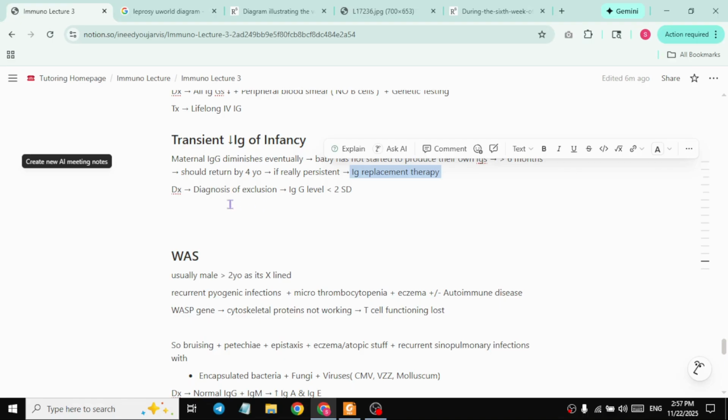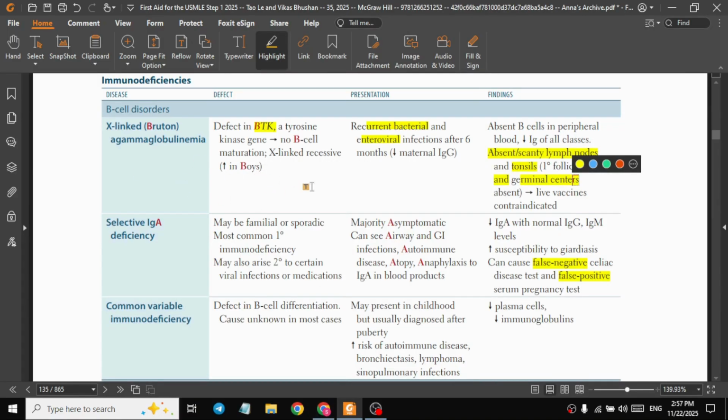Okay. Usually the patient's IgG levels are less than 2 standard deviations. Okay, so it's like, imagine the developmental milestones. Even the immunologic milestone has not been reached. So it's just like a slow milestone for the immune system. Okay, so that is BTK, right?